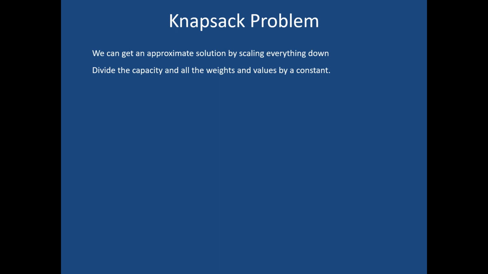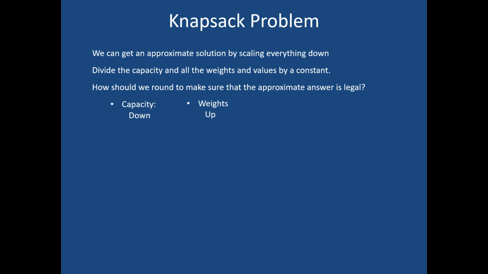We're going to divide the capacity and all the weights by a constant, and we're going to round the capacity down, and we're going to round the weights up. That assures us that when we come up with a solution for the simplified problem, we're going to get something that works. It may not be optimal, but it'll work for the original problem. And the values we're going to round down.